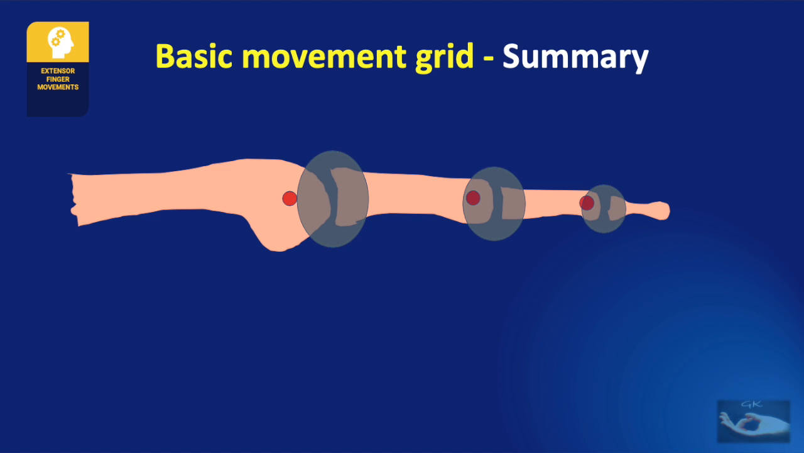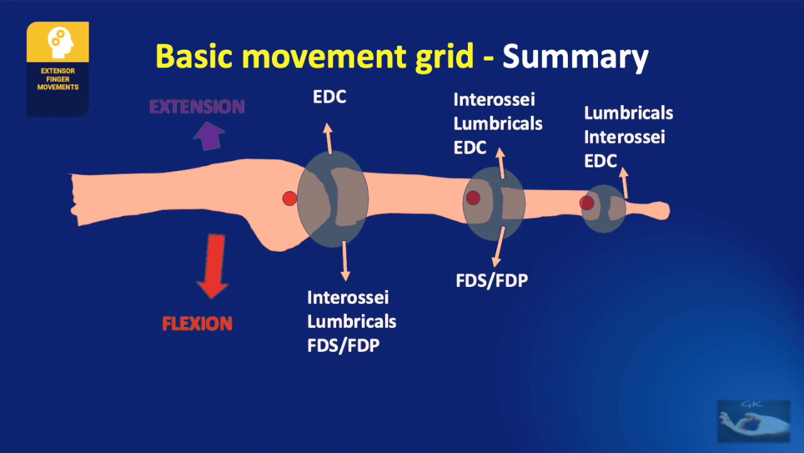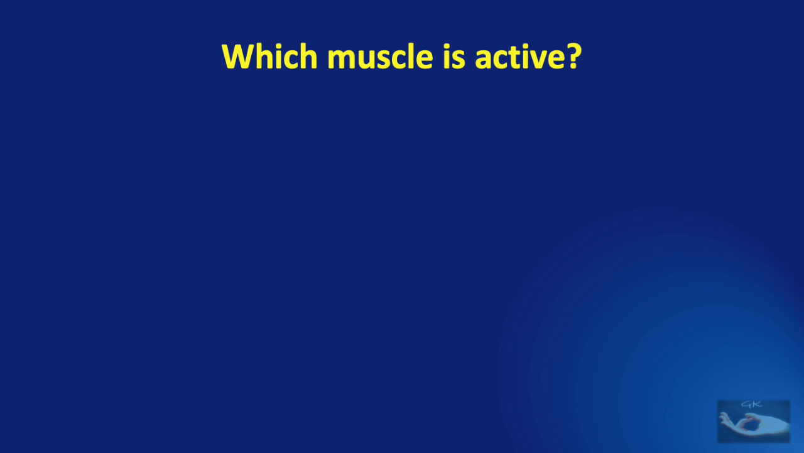So considering this in a more simple and diagrammatic way to remember better: extension of the MCP joint by the EDC, flexion of the metacarpophalangeal joint by the interossei, lumbricals and rarely by the FDS and FDP, extension of the PIP joint by the interossei and lumbricals and a segment of the EDC and flexion by the FDS and FDP, DIP joint extension by the lumbricals, interossei and EDC and flexion by the FDP. Now we should have understood how each joint of the finger moves. Let us do a final test to confirm this.